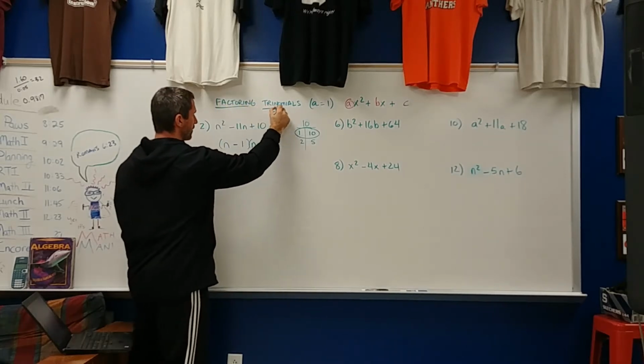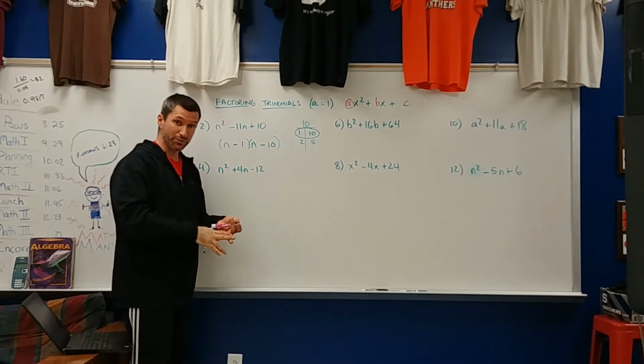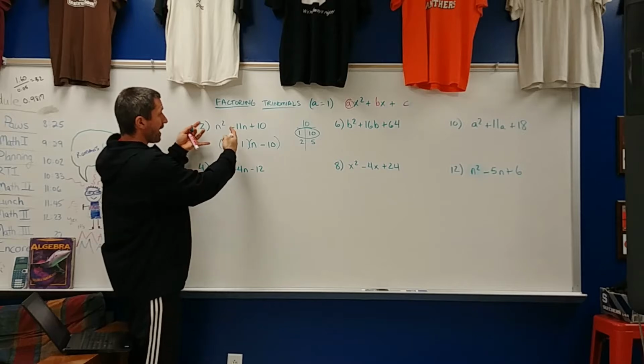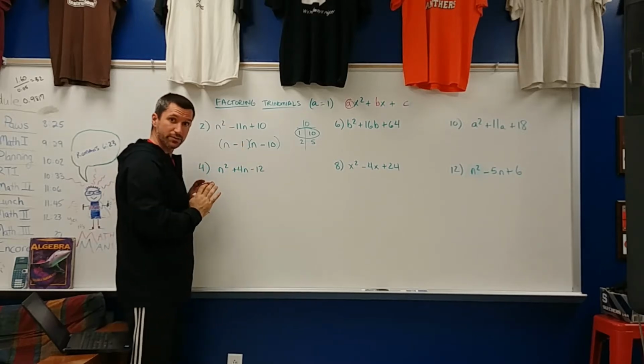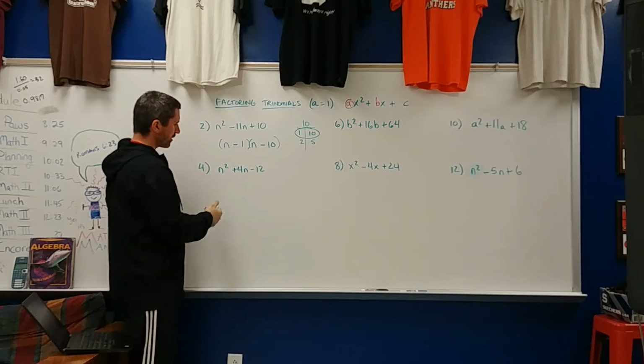Factoring is the reverse of multiplication. We multiplied binomials already. We multiplied polynomials. So now we are factoring back to where we started. Okay. This becomes this. Interchangeable. Nice. Let's go down here.